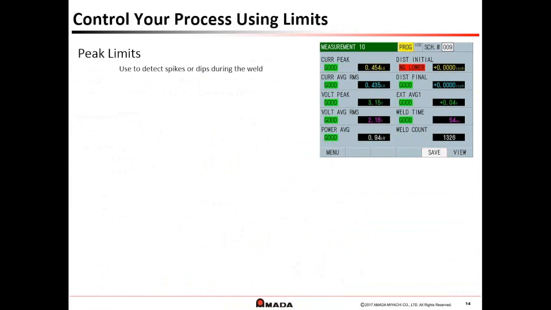So we know what parameters we're going to use, or that we should use. There's another thing we need to take into consideration, and that's what limits we're going to set. There's a few different kinds of limits out there. We have peak limits, which are used to detect spikes or dips during the weld. These are min and max limits. We have RMS limits. These are used to measure the average parameter value during the weld. These are generally encompassed across the whole weld, but can be segmented to a certain portion of that weld.